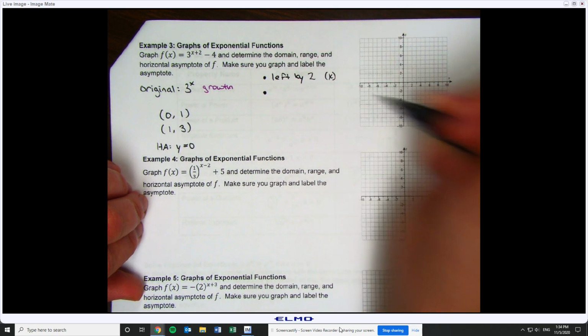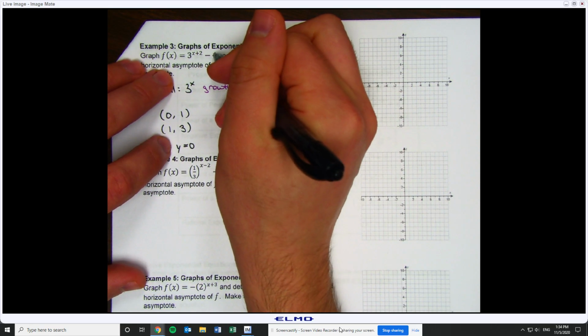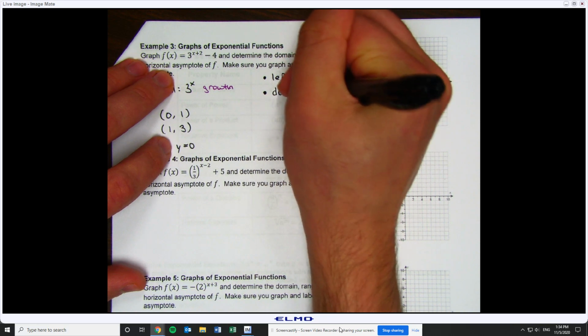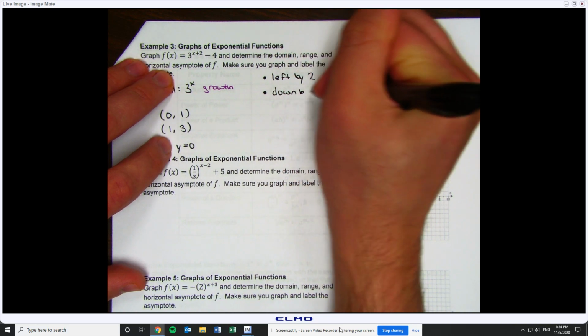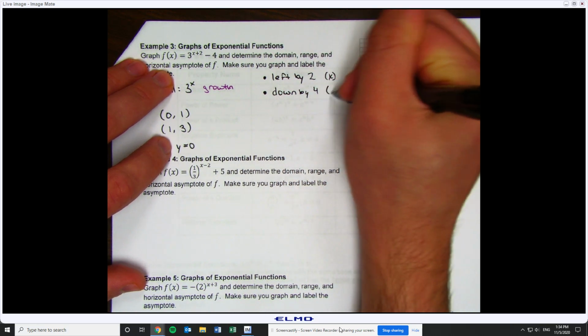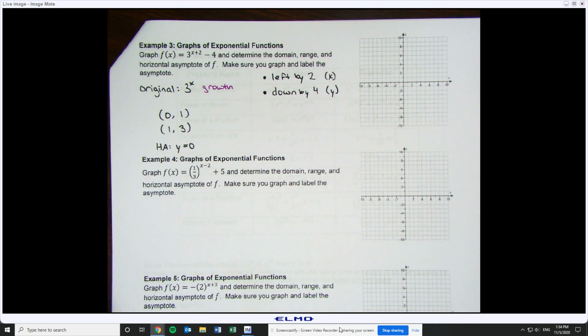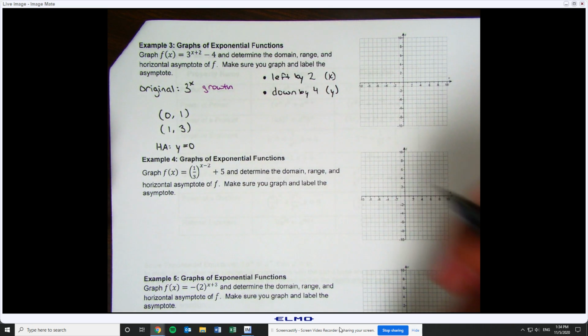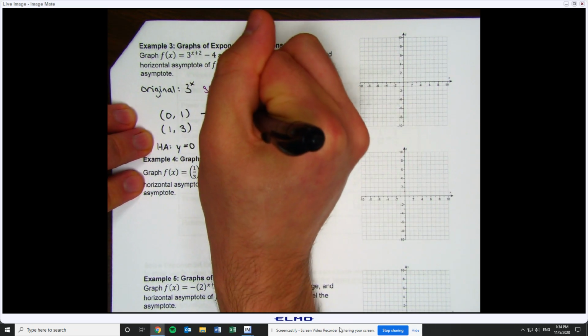Okay, now for the next one, minus 4 on the outside of the function means that we're going to go down by 4. And going down means we're going to change the y value. Now, how this combined with these points is going to help us is like this.